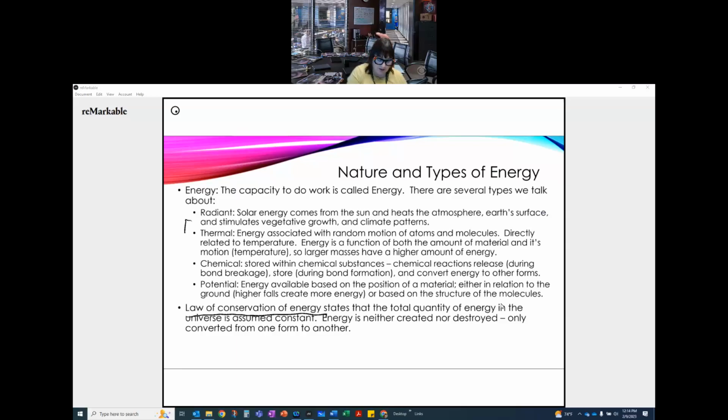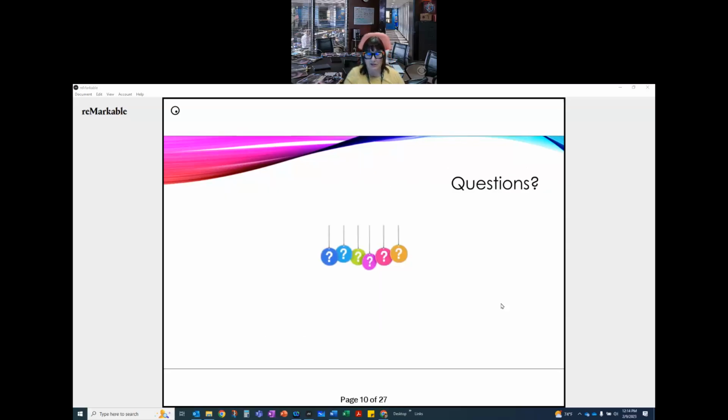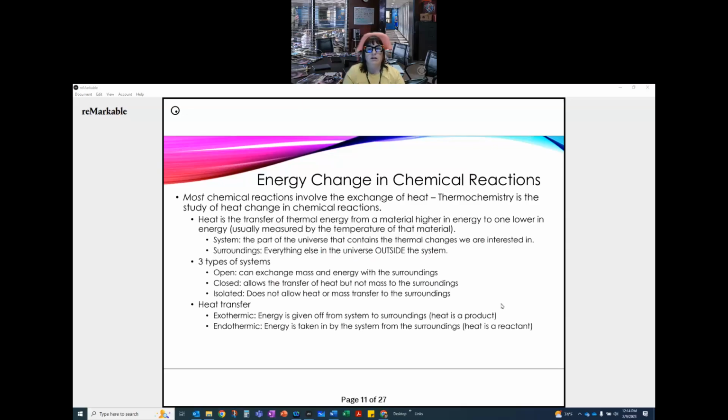And these are the 4 types of energy that we'll be talking about, or at least that you've gotten mentioned. So, questions about that? Hopefully not. You may get asked to name a couple of types of energy, that kind of thing. You may get asked about the law of conservation of energy. We'll look at some sample questions a little bit later.